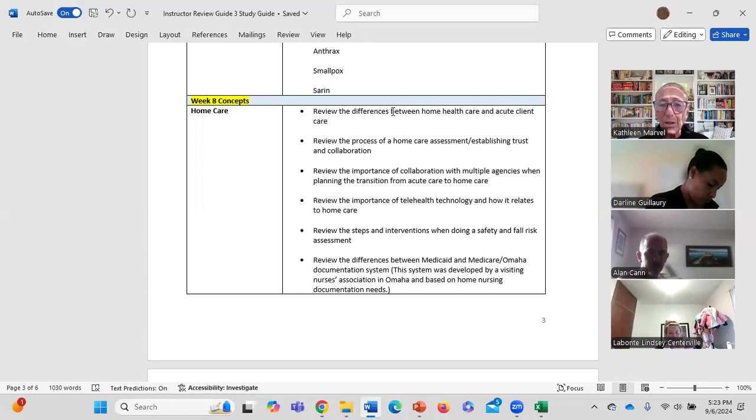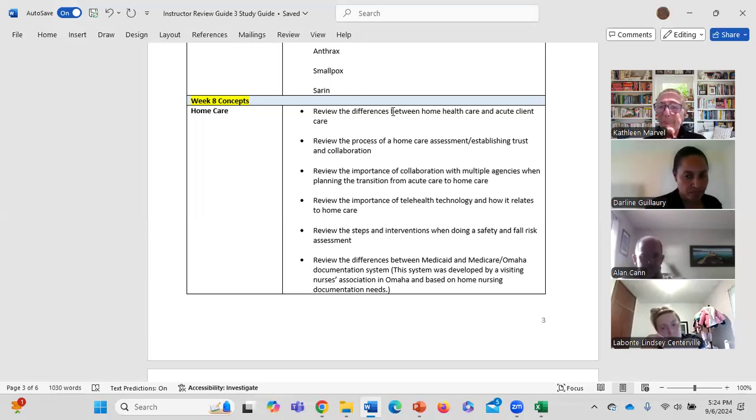Review steps and interventions when doing a safety and fall risk assessment. What are your steps? What are your interventions? How do you do a fall risk assessment? What are you looking for? This is in home care, so assume you're in the patient's home. Objects on the ground, throw rugs, dim lighting, railings on the stairs, furniture, beds, the bathtub, bars in the bathtub and in the shower.